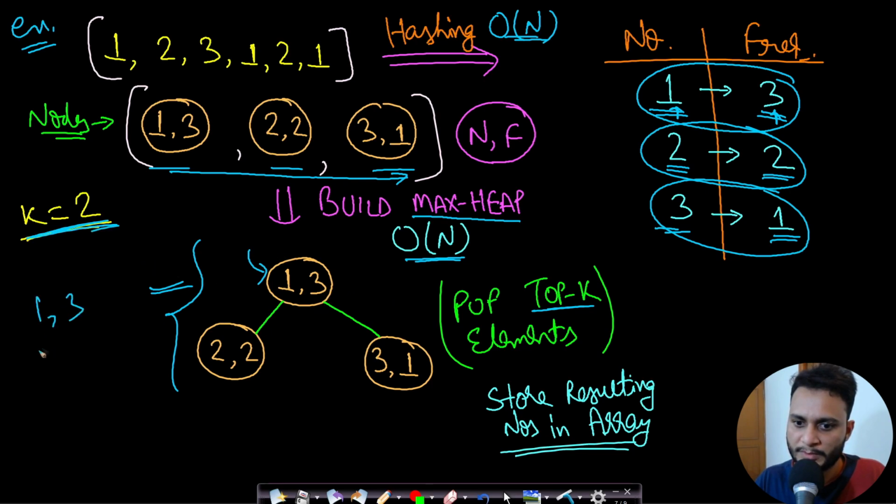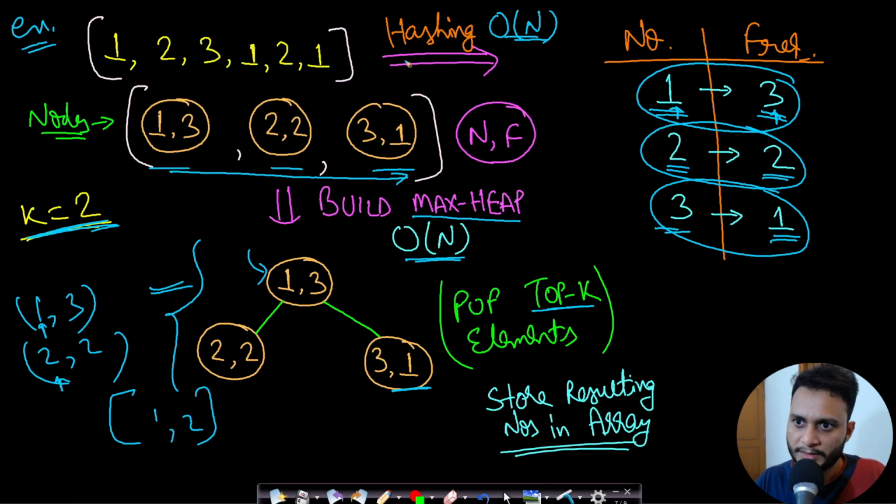So 1, 3 will be popped, 2, 2 will be popped. Only one element will be remaining in the heap. We will have to return the first value of both these nodes in the form of an array. So we will return 1, 2, right? So this is how we can solve.